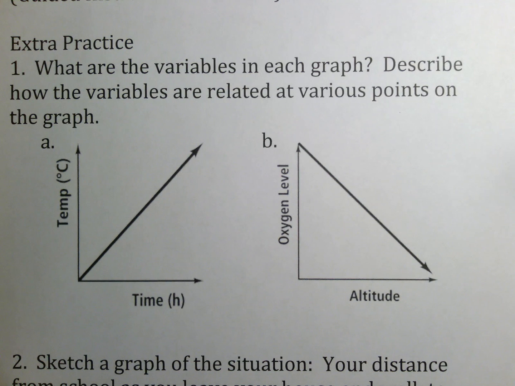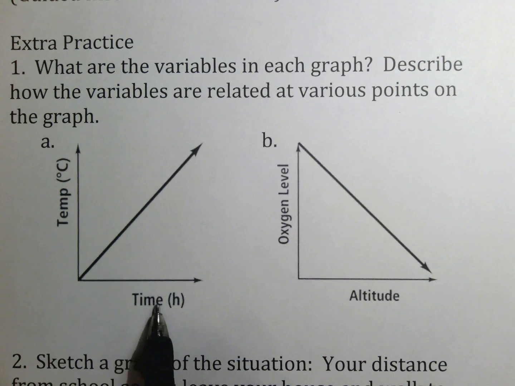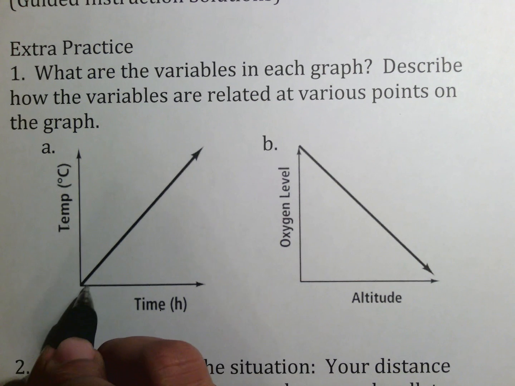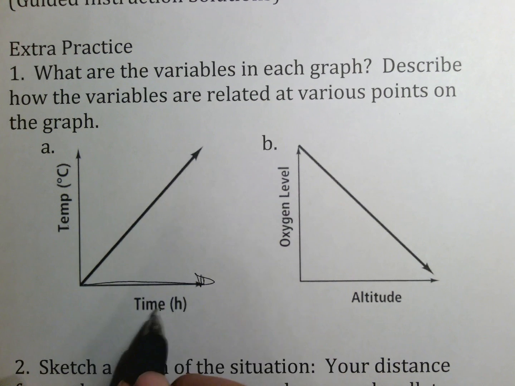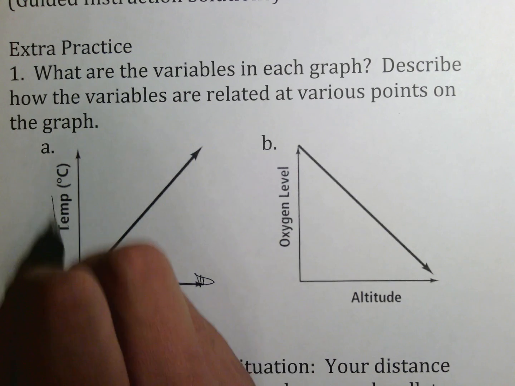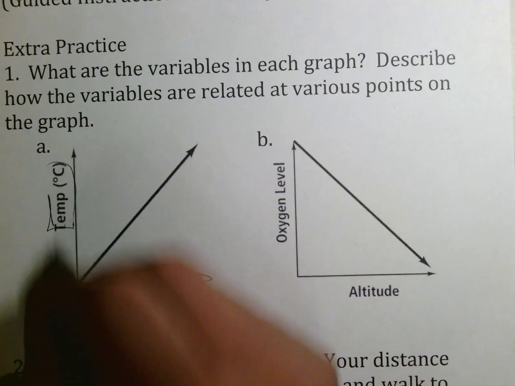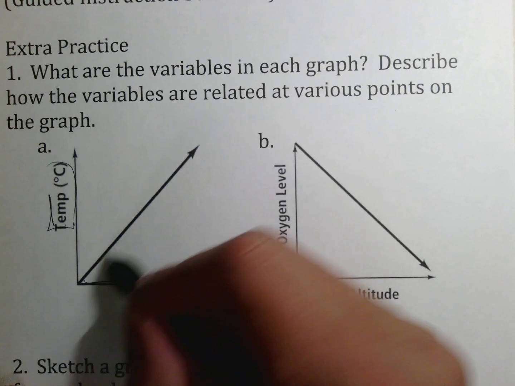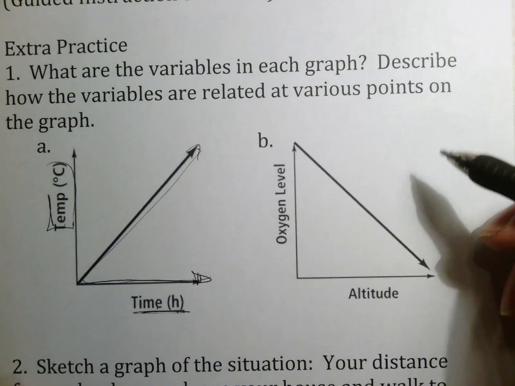It wants to know what the variables are in each graph. It's kind of like question number 1. In this case, you're talking about time and temperature. The phrase would be, based off of this: as time increases, temperature, because it's going up, also increases. So again, as time increases, temperature increases because it's going up.